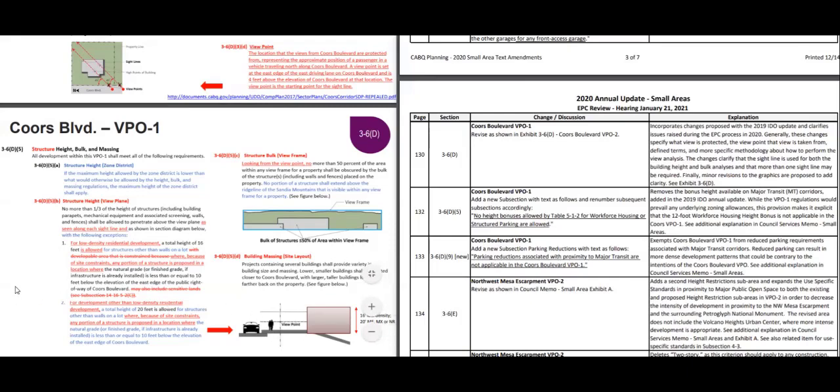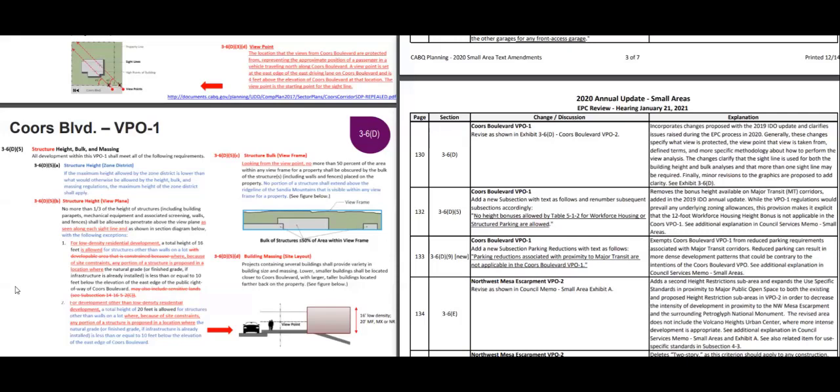1, for low density residential development, a total height of 16 feet is allowed for structures other than walls on a lot where, because of site constraints, any portion of the structure is proposed in a location where the natural grade or finished grade of infrastructure is already installed is less than or equal to 10 feet below the elevation of the east edge of the public right-of-way of Coors Boulevard.